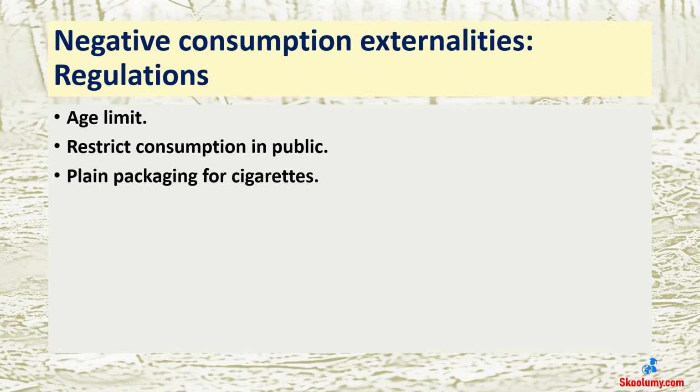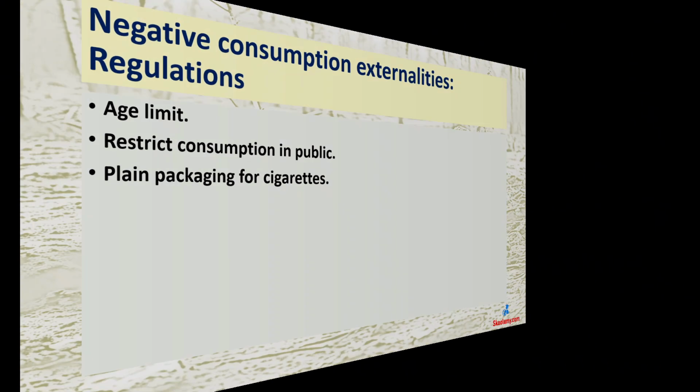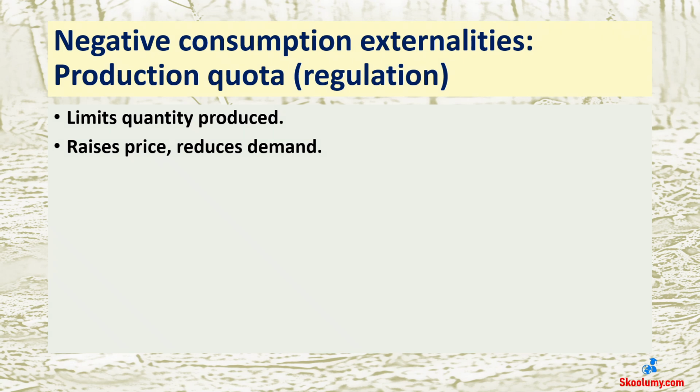Negative consumption externalities, regulations. Age limit can be specified for consumption of demerit goods. Consumption in public can be restricted. Plain packaging for cigarettes is also used. Production quota is another type of regulation for negative consumption externalities. It limits the quantity that can be produced. It raises the price and reduces demand.